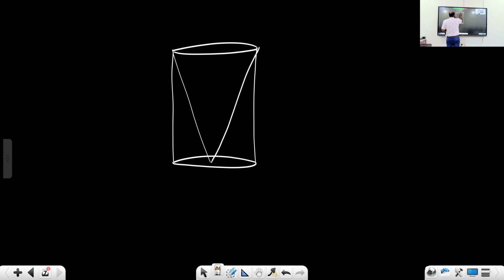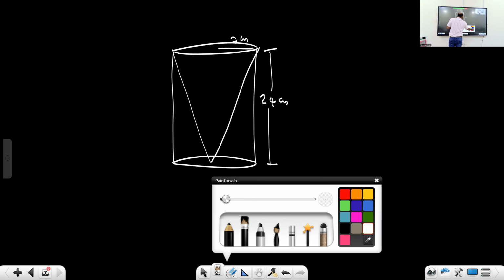Radius 7 centimeter. Height 24 centimeter. First, they are asking the slant height of the cone. How do we find the slant height? L square equals h square plus r square.